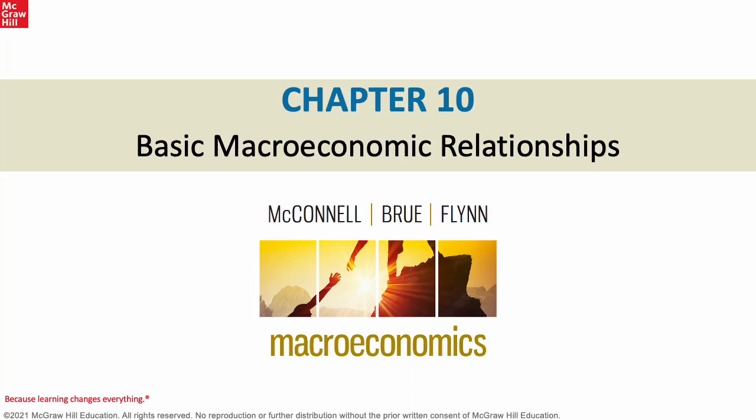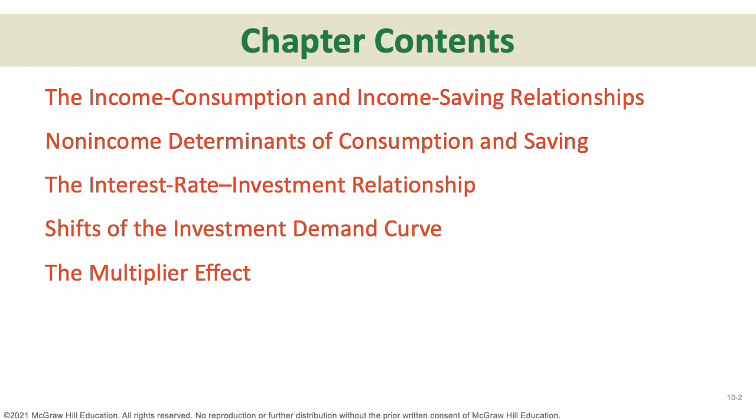Everybody. And in this chapter we're going to pick up with basic macroeconomic relationships, and this is going to be the last chapter of course module 2. So if we look here, we're going to look at the relationship between income and consumption and income and savings, non-income determinants of consumption and saving. And remember, in an economy you have the trade-off between what is consumed and what is saved. We are then going to look at what can shift investment demand, and finally our notion of the multiplier.